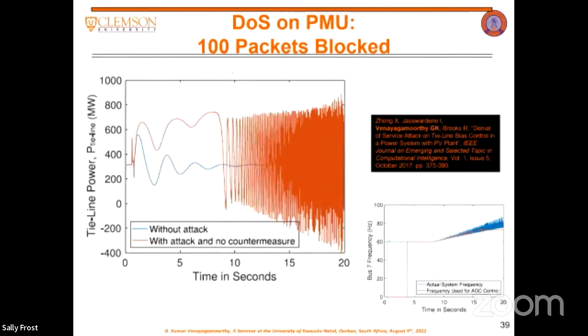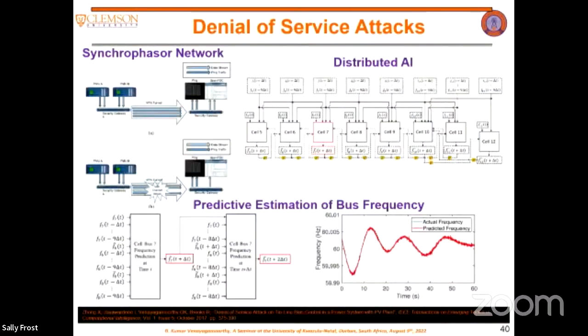So our goal was this: 100 packets blocked. That means 100 packets of the frequency feedback signal. That means for 100 packets, there was no visibility of the frequency at bus 7. So we designed our CCN technology, which is distributed AI. Using the same concept that I explained to you about the virtual IoT, which is a distributed AI approach, now we are able to estimate frequency at every bus using the CCN. So we have a virtual frequency measurement, so to say.